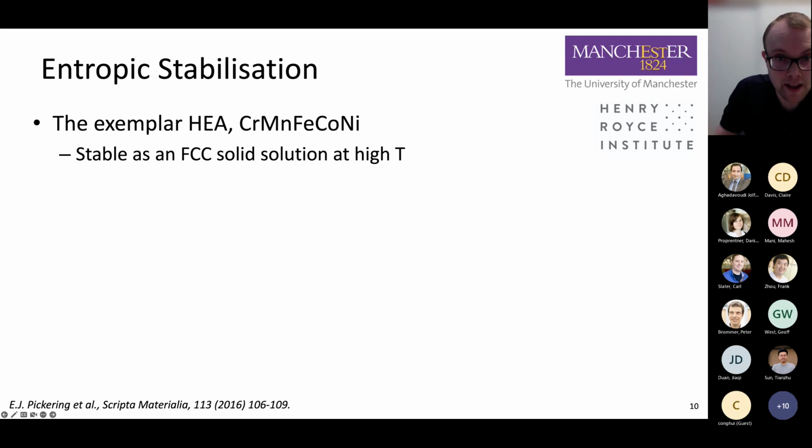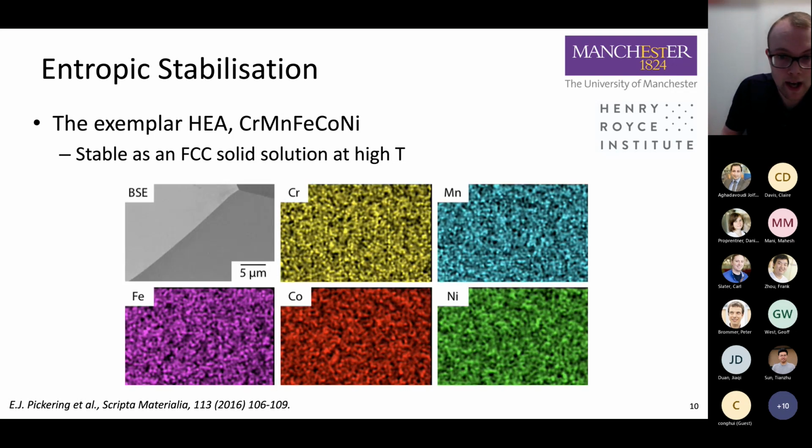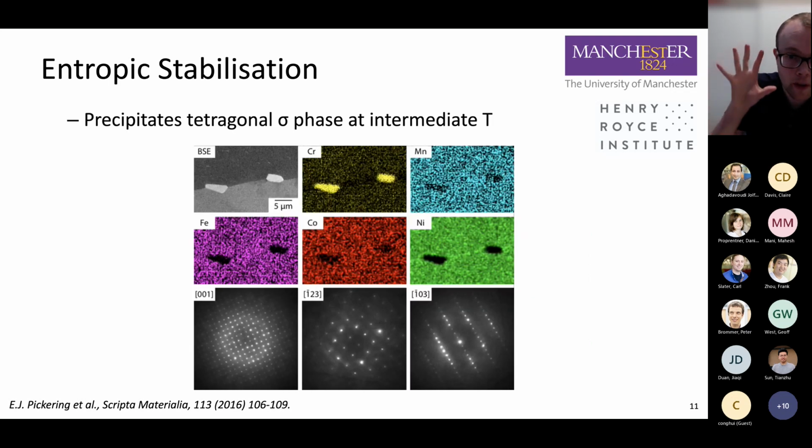Because most of these elements don't form a face-centered cubic structure at room temperature, but they do when you mix them all together at high temperature, and so you get a lovely homogeneous mixture of atoms like that, and a nice solid solution structure that looks like that. But if you actually age these at lower temperatures, you start to form other phases. So this is a sigma phase that, for instance, forms, and at lower temperatures still you can form BCC chromium, for instance, and some other phases.